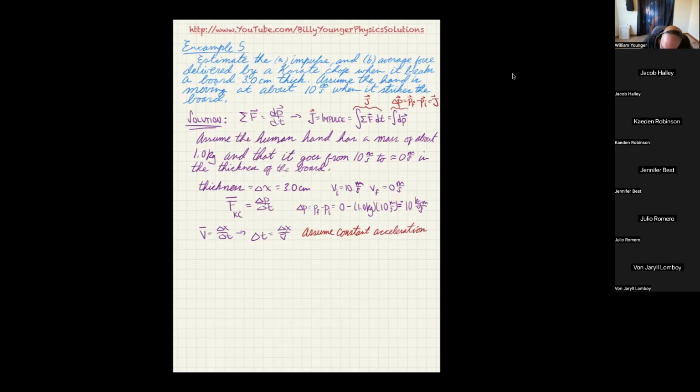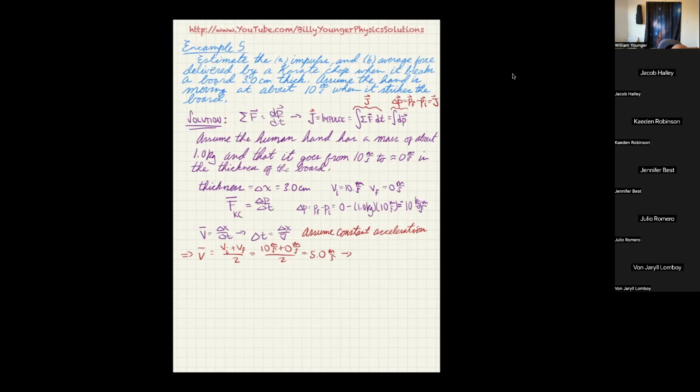If we do that, then V bar is equal to V initial plus V final over 2, which would be 10 meters per second plus 0 meters per second, divided by 2, which is 5.0 meters per second, which implies delta T.